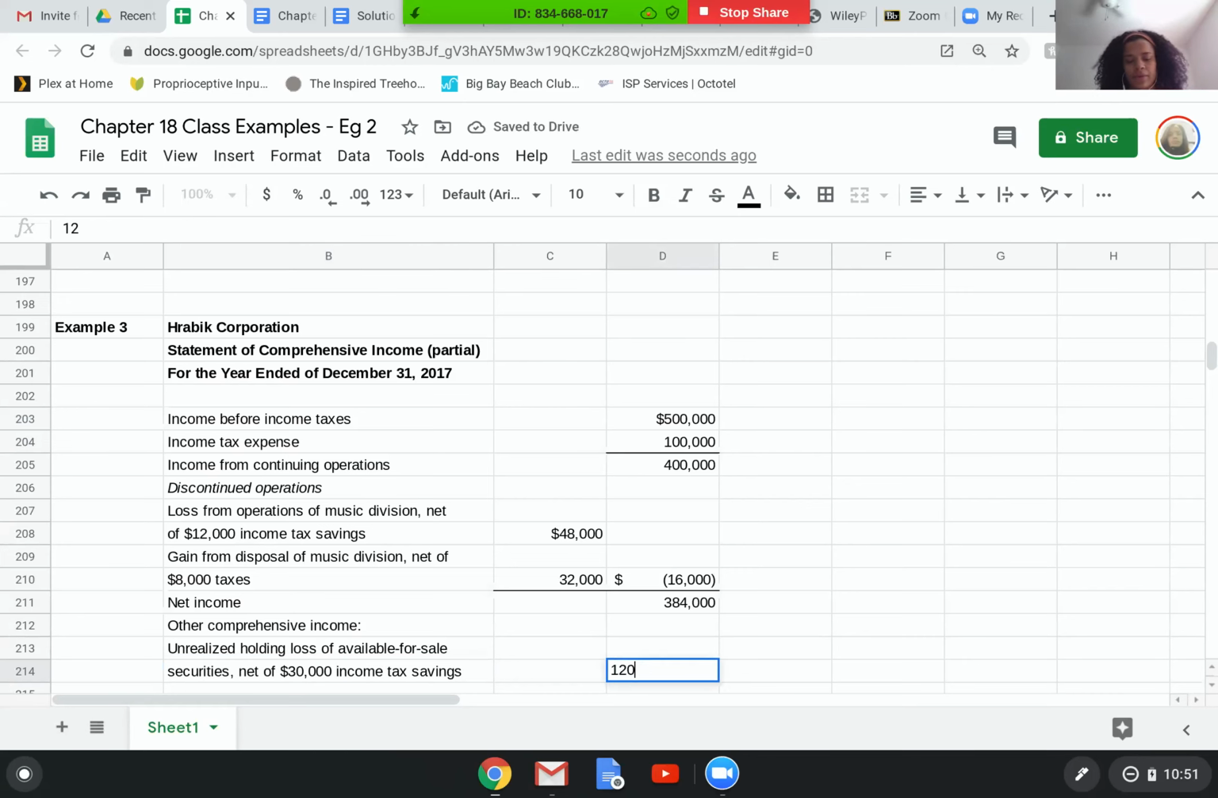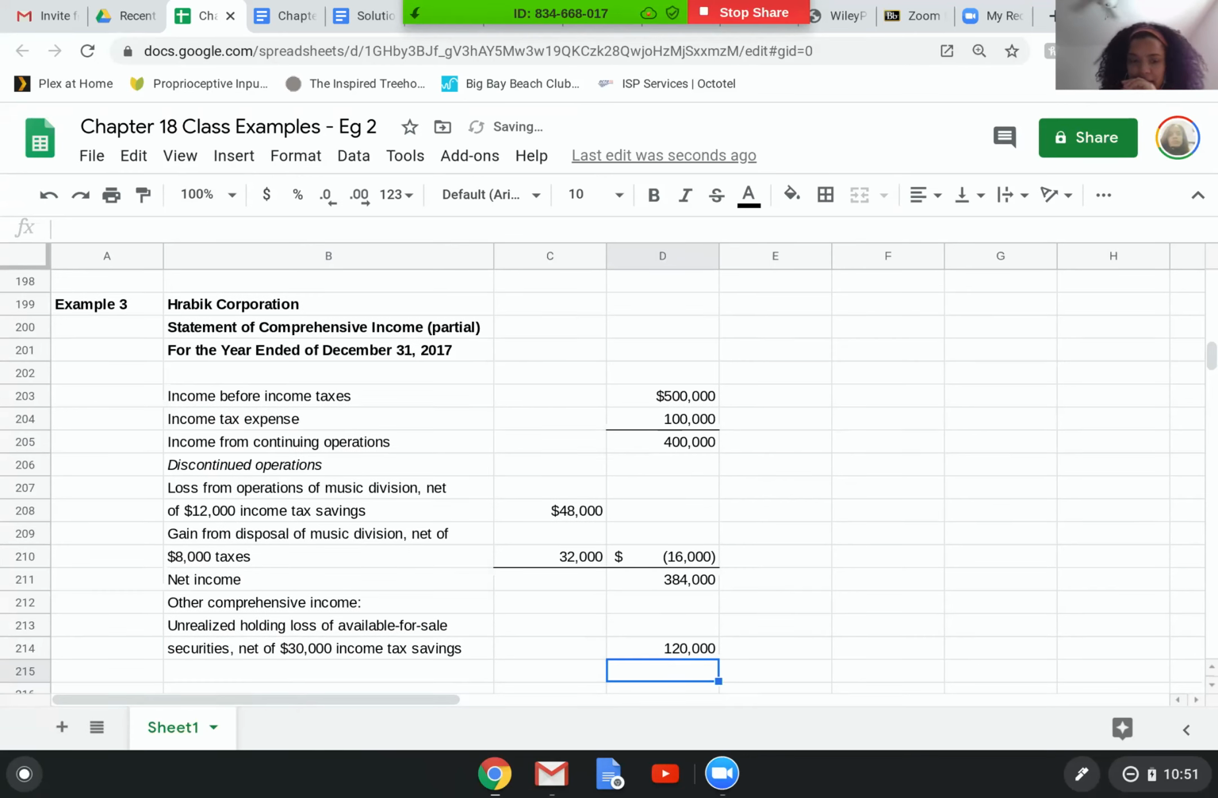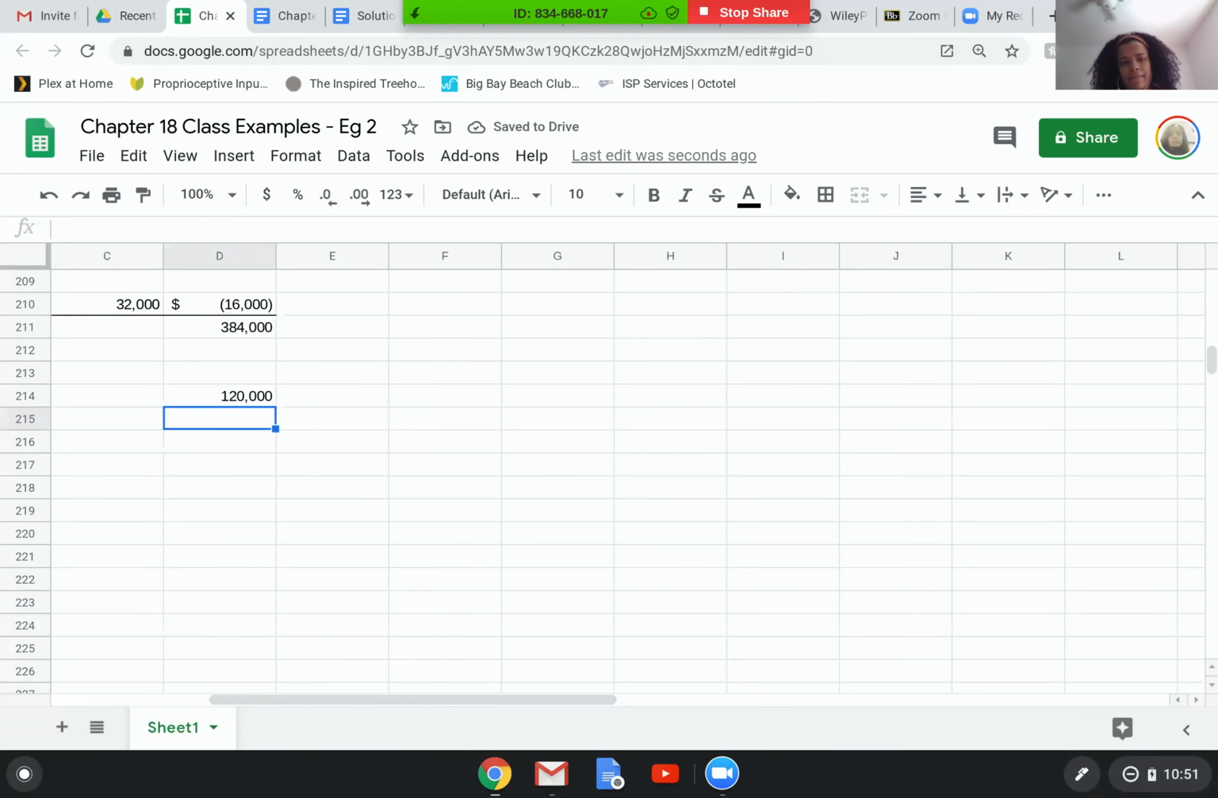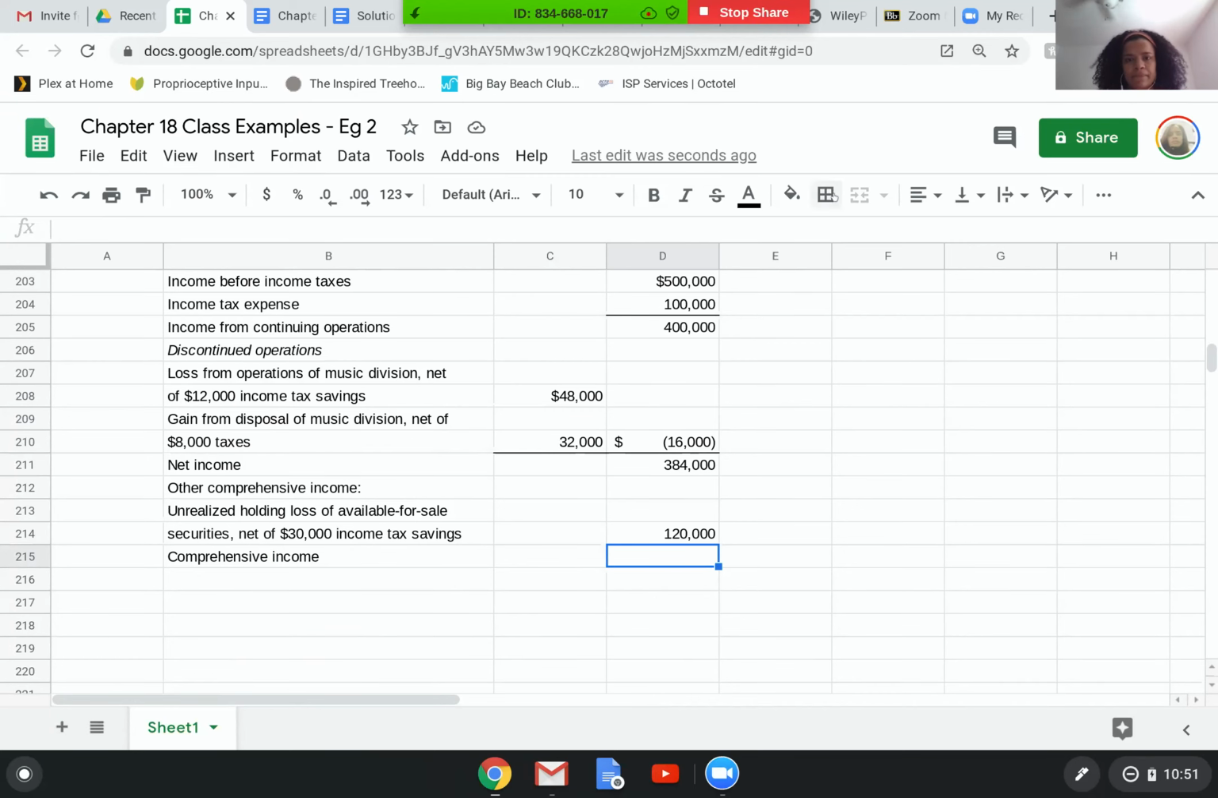Because the loss is getting smaller because you can deduct it from your taxable income. So you're saving on tax. And then you have what we call comprehensive income. And so this is a loss again. You've got to be careful. Maybe it's better to put it in parentheses. So it's 384 minus 120. So 264 is the final answer for comprehensive income.